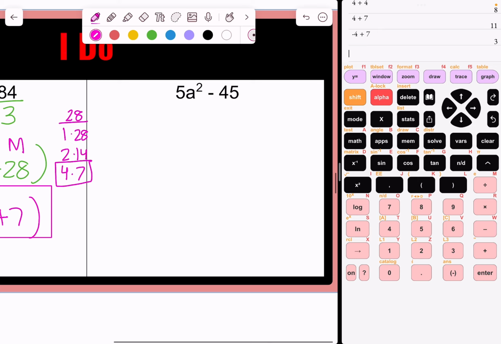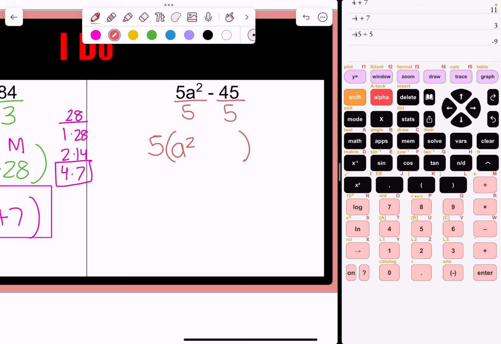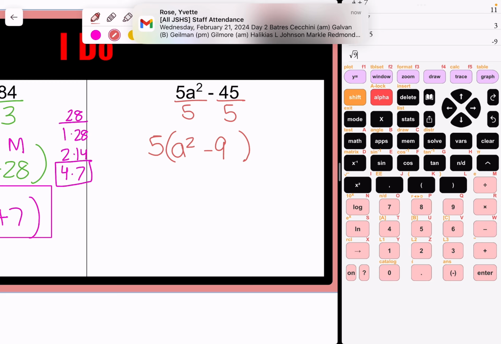Let's look at the next one. So in the next one, I'm going to see, can I factor out that 5, the smallest number? I actually can. I cannot factor out an a since both of them don't have an a. 5 divided by 5 is just 1, leaving us with a squared. And then negative 45 divided by 5 leaves us with negative 9. This is now a binomial, so we see, can we take the square root of both these numbers? We could take the square root of a squared, and we can take the square root of 9.